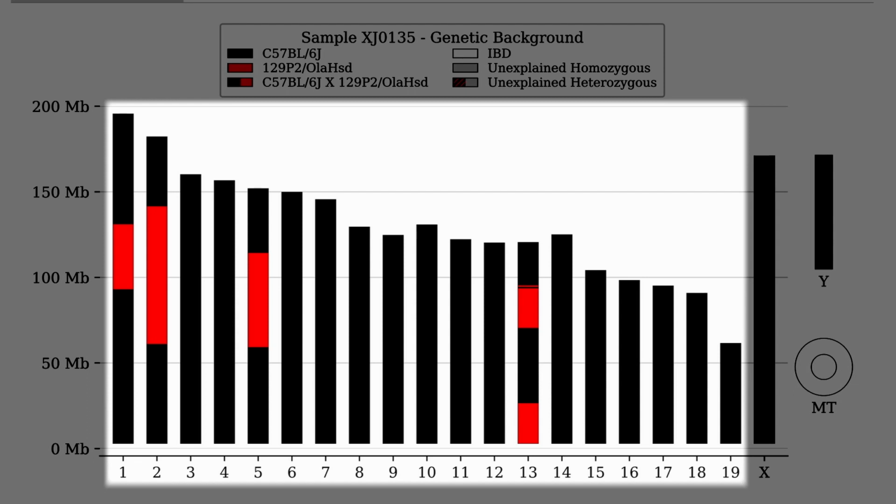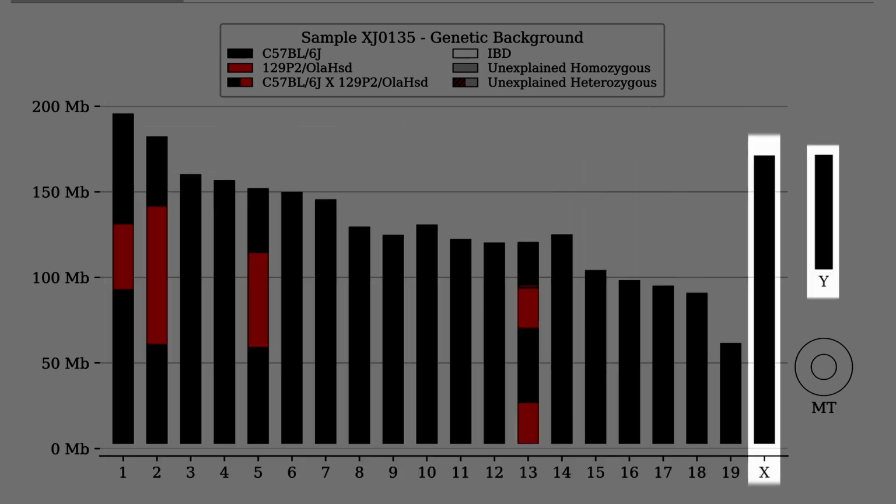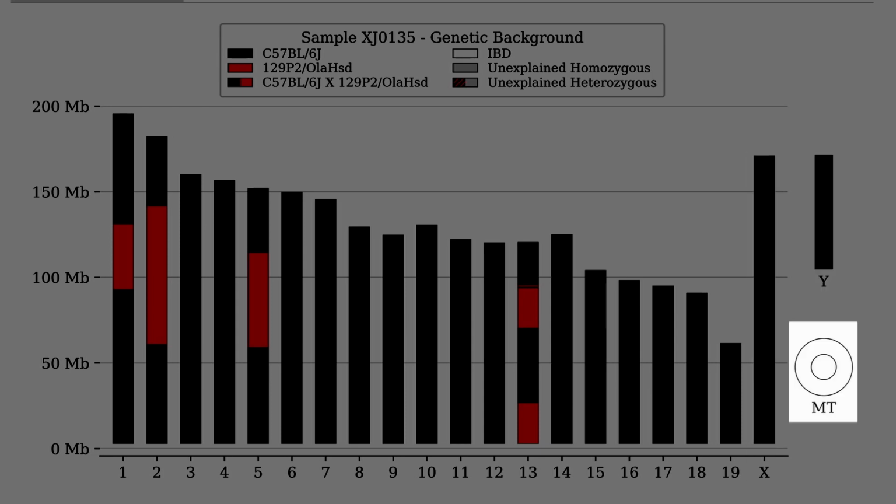Autosomes are each shown as a single bar, representing a pair of homologous chromosomes. Each sex chromosome present in the sample is shown as a single bar, independent of the ploidy. The mitochondrial genome is shown as a torus.